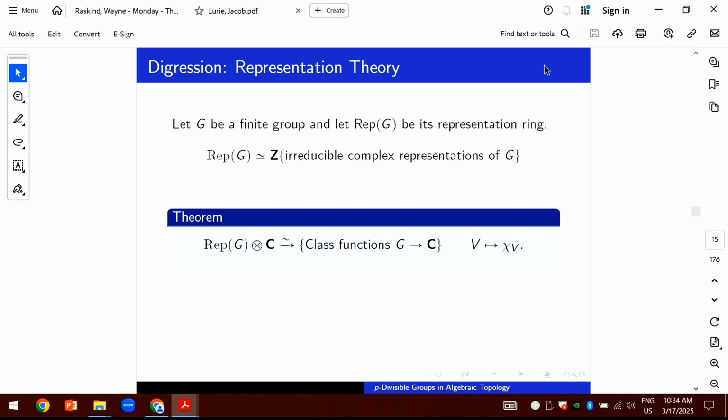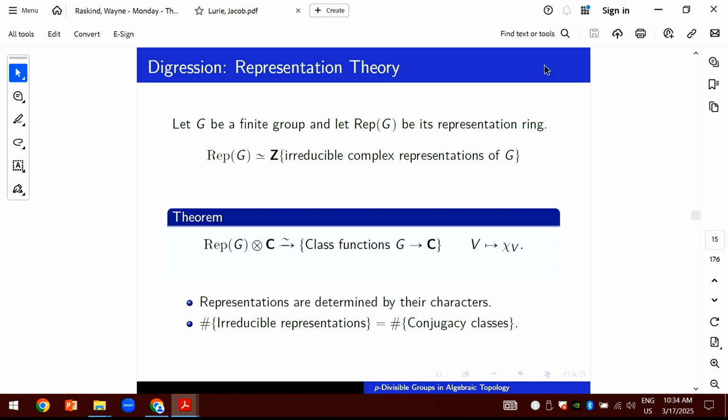Anyway, this is a very important and useful theorem in representation theory. It has a couple of simple consequences. First, representations of G are completely determined by their character. The number of irreducible representations of G is the same as the number of conjugacy classes in G.